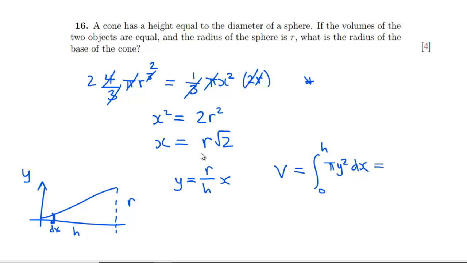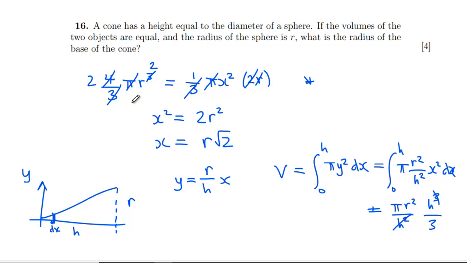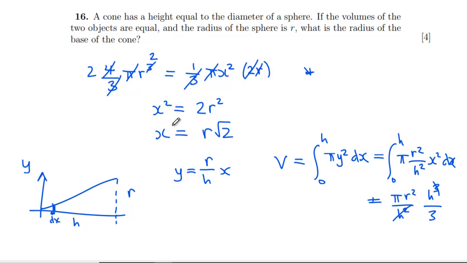Of course, y squared, so that then becomes the integral from 0 to h of pi r squared over h squared x squared dx. That's going to be equal to pi r squared over h squared, and then h cubed over 3. So we cancel those, and then we've got pi r squared h over 3. So it's a very easy one to show, but most people, I think, remember that one.